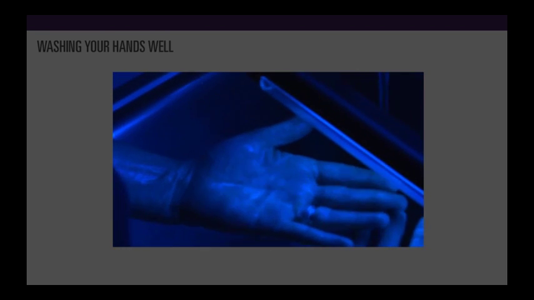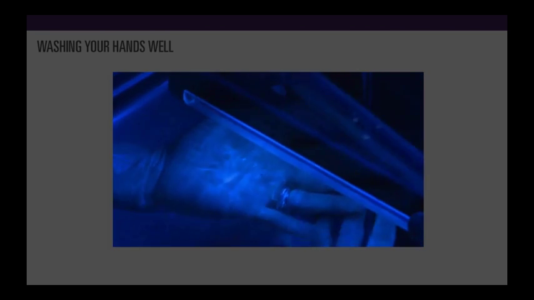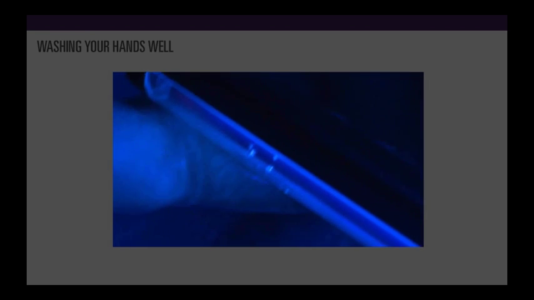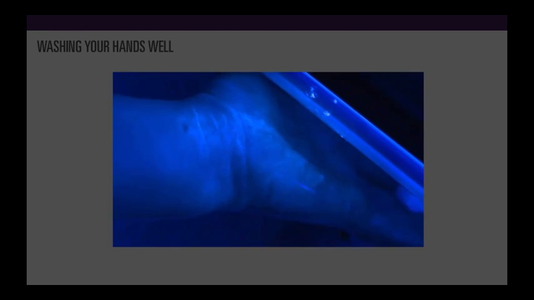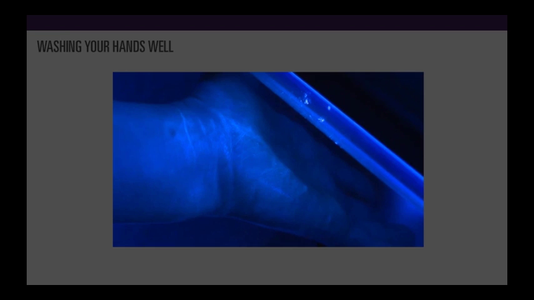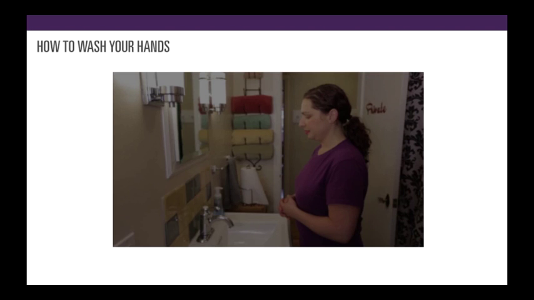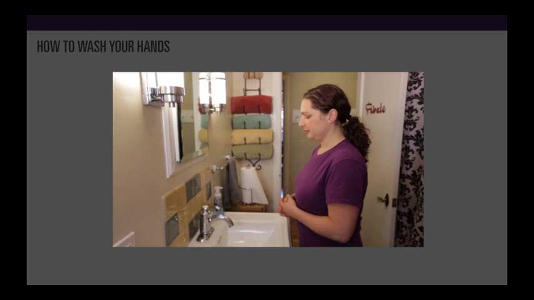What you see here under a black light represents all the germs that are left if you don't follow the correct hand washing procedures that we're about to describe. You've learned why it's important to wash your hands and when you should wash your hands. This video will show you how to wash your hands according to best practice. There's a right way to wash your hands effectively to remove the germs.